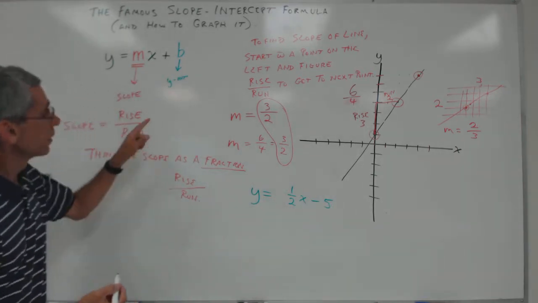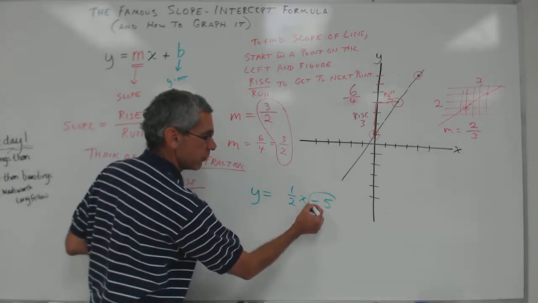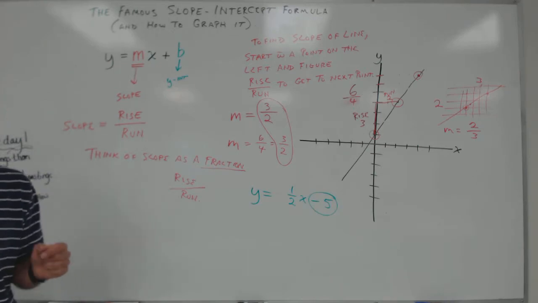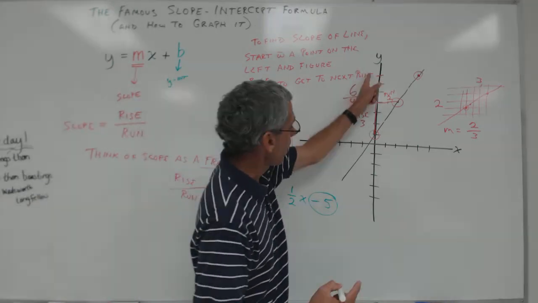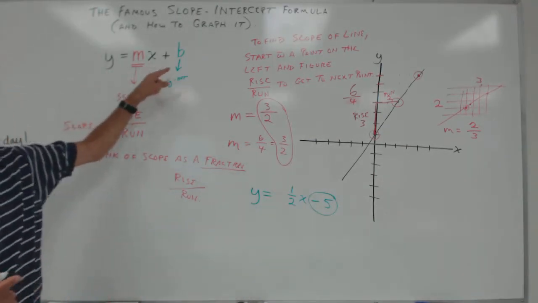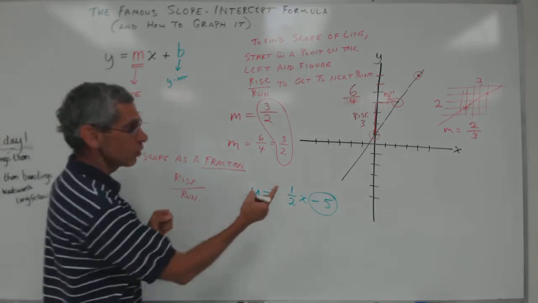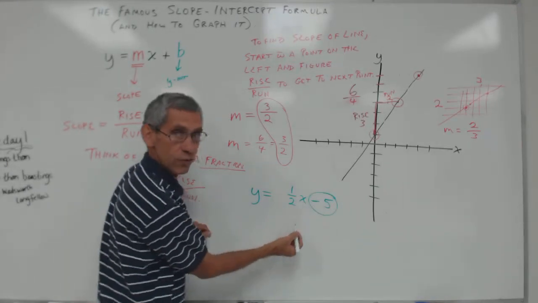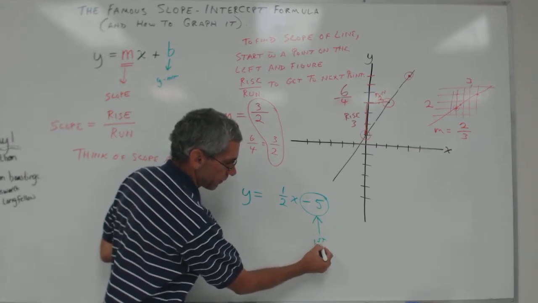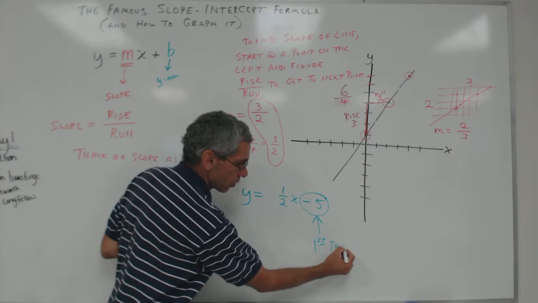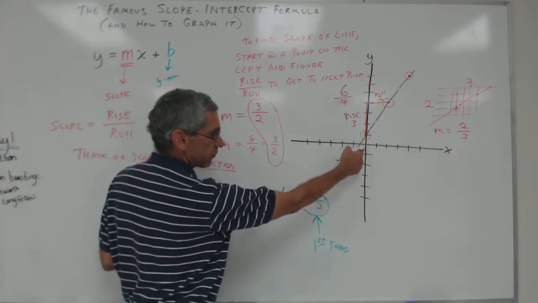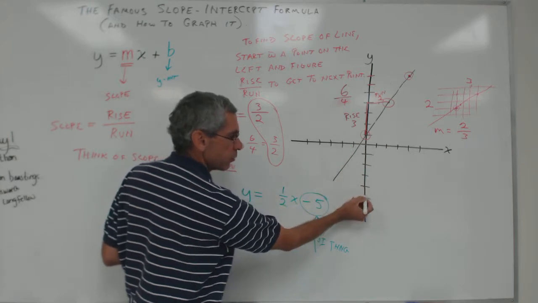I know that this -5 is my y-intercept. I know my line is going to cross the y-axis at -5, because I know my slope-intercept formula. So look, I'm going to go right down. That's the absolute first thing I do. I will go down on the y-axis to -5: 1, 2, 3, 4, 5, and I will put a dot.